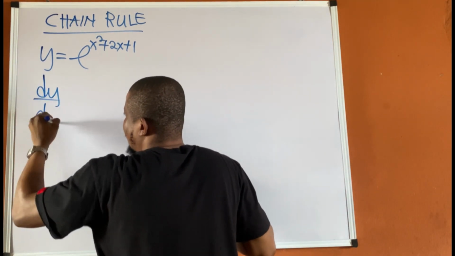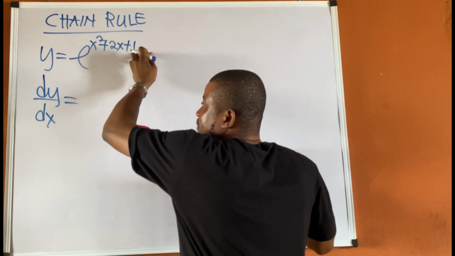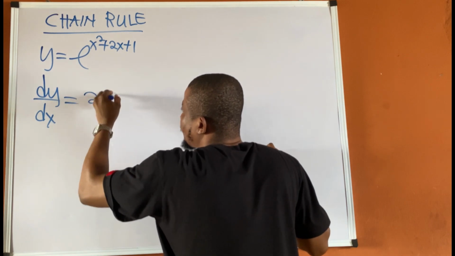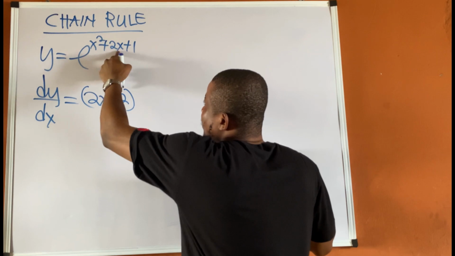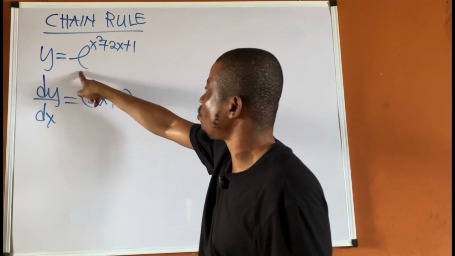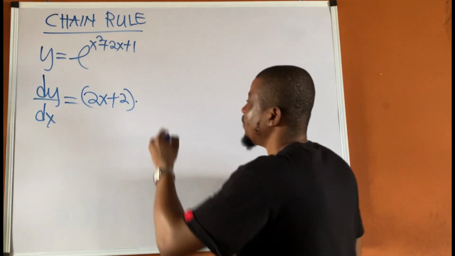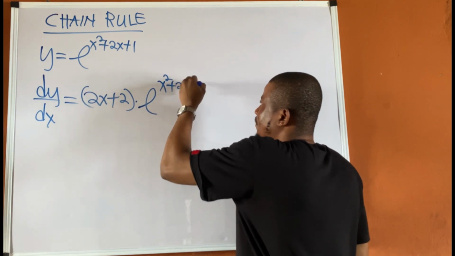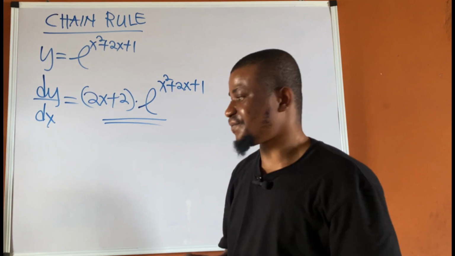Dy dx is a very simple one. Go to the innermost function, differentiate the whole of this. If I differentiate this, I will have 2x plus 2, right? Differential of x squared is 2x, differential of 2x is 2. Now I'm done with the innermost function. I will now come out. Differential of exponential anything is exponential that value. So I'll have exponential x squared plus 2x plus 1. And this is my dy dx.